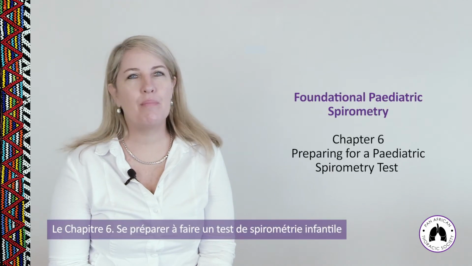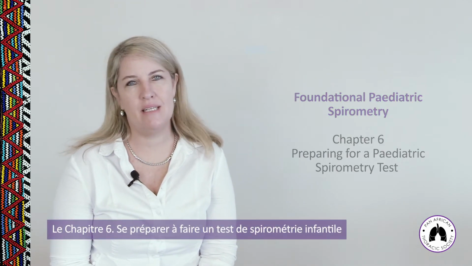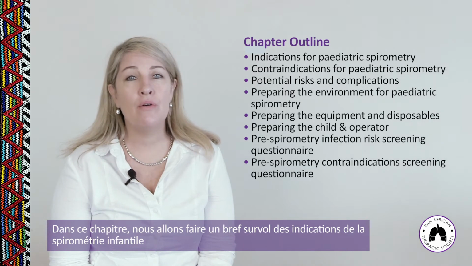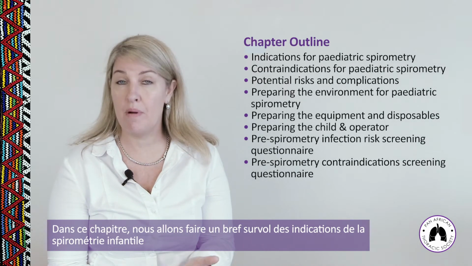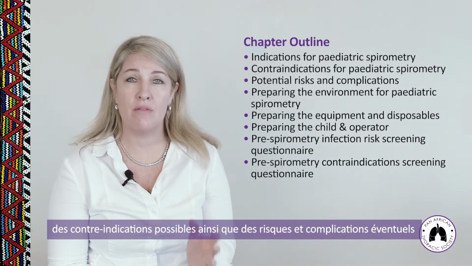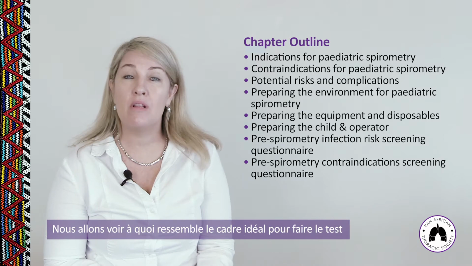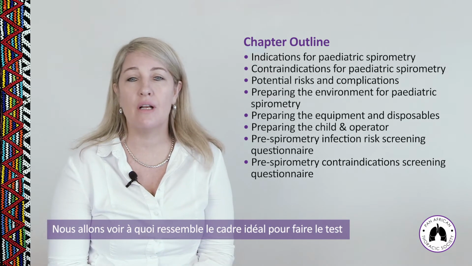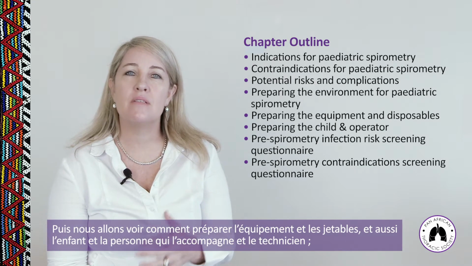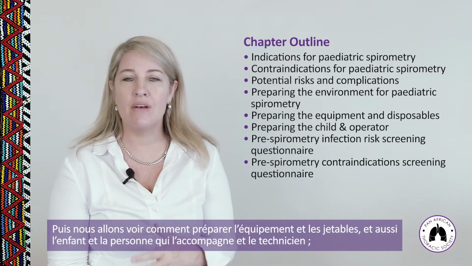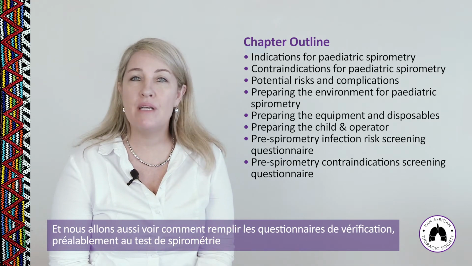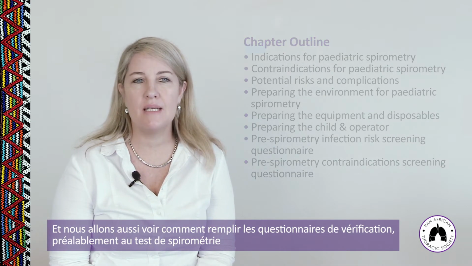Chapter 6, Preparing for a Pediatric Spirometry Test. So in Chapter 6, we're going to do a quick review of the indications for spirometry in children, contraindications and potential complications and risks. We're going to run through what the ideal testing environment should look like. And then we're going to look at how to prepare the equipment and disposables, the child and the caregiver, the technician, and we're going to run through how to do the pre-spirometry screening questionnaires.